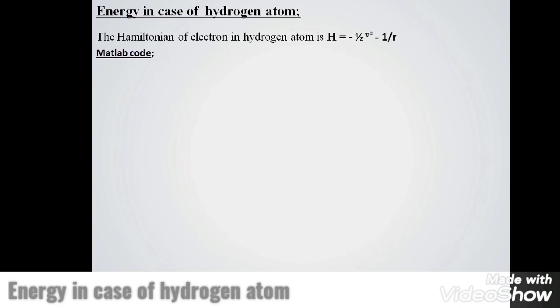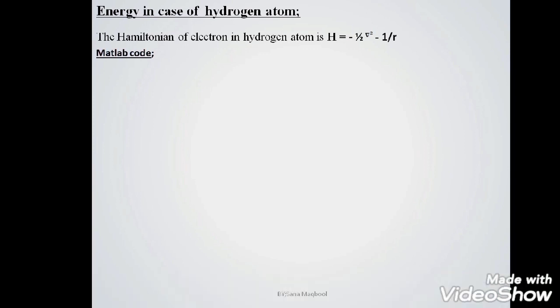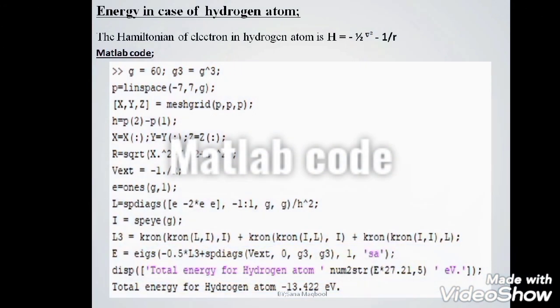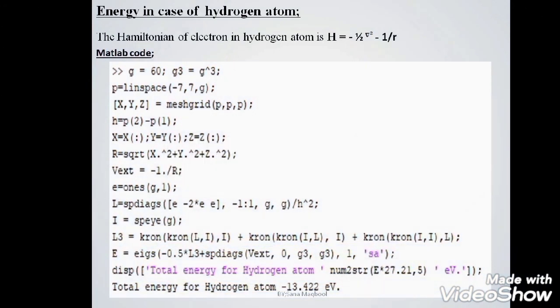For calculation of energy in the case of the hydrogen atom, first we need to consider the Hamiltonian of the hydrogen atom, and the calculation of energy of the hydrogen atom depends upon solving the time independent Schrödinger equation for electrons in the hydrogen atom. The MATLAB code for this case is shown over here. In this case, we have used the command linspace.